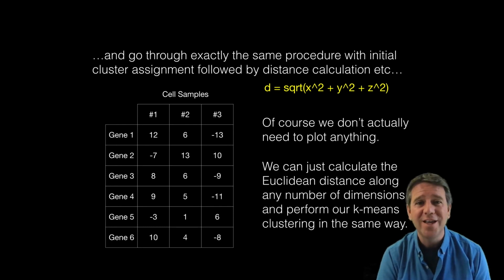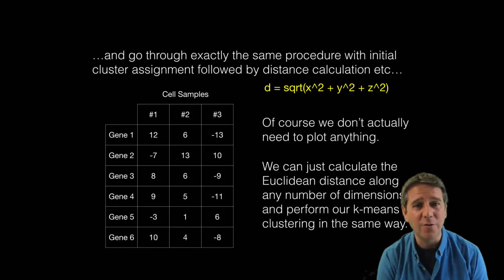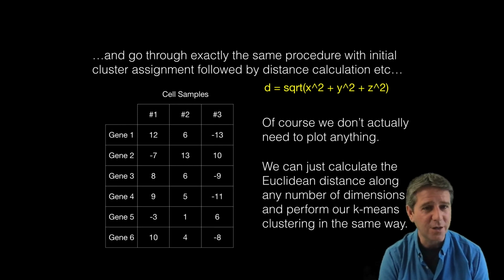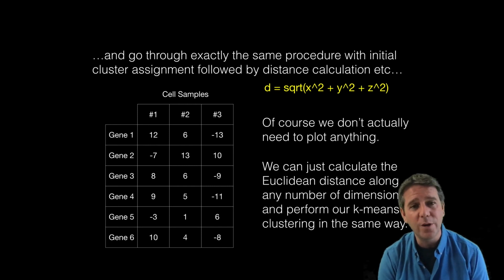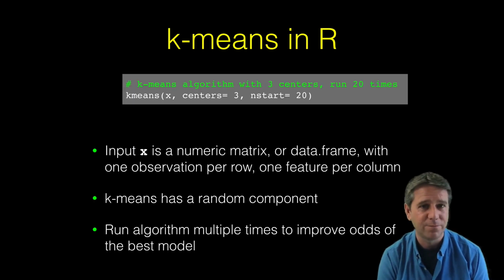So of course, we don't actually need to plot anything. We don't have to make some 3D plot. We can just use the Euclidean distance calculation along whatever number of dimensions we've got, right? In this case 3, so we've got our X squared plus Y squared plus Z squared, all summed up, and the square root, that's going to give us our distance. But if we had more dimensions, we would do the same thing.